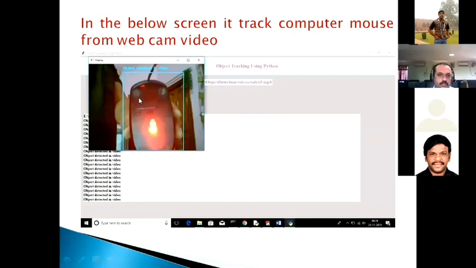If you want to play with the mouse, it will display the mouse. Suppose I show the mouse to the screen, the webcam, it will display that it is the mouse. Like that, we are giving 20 or 30.